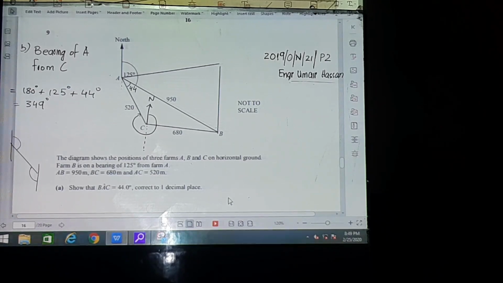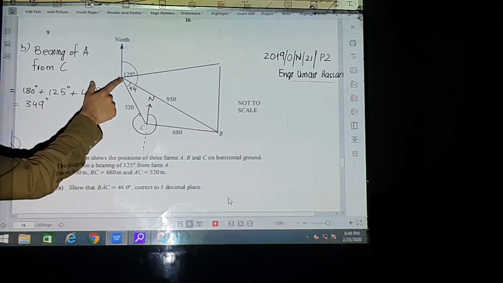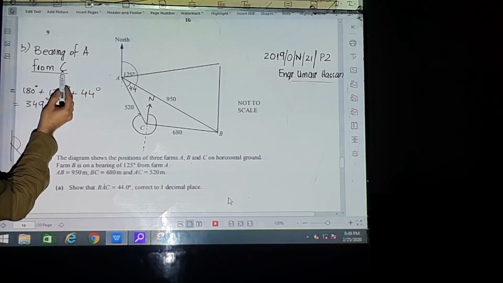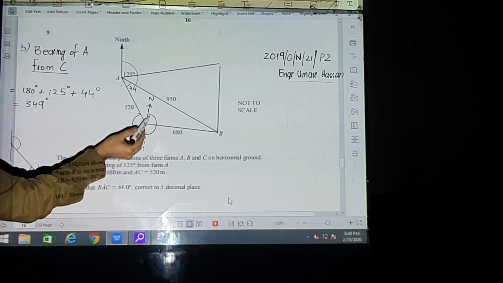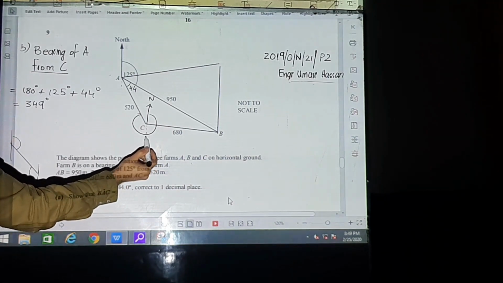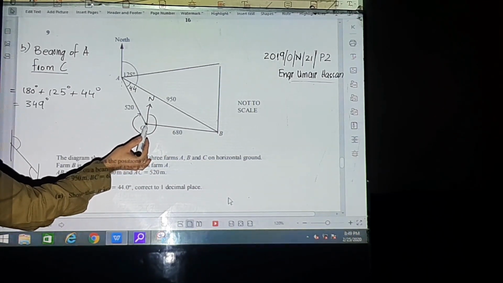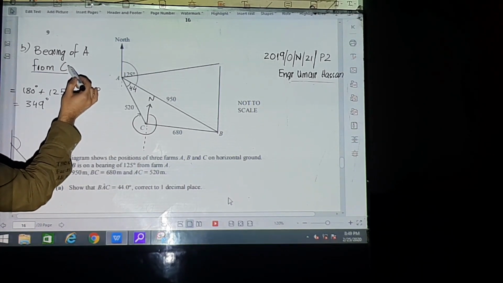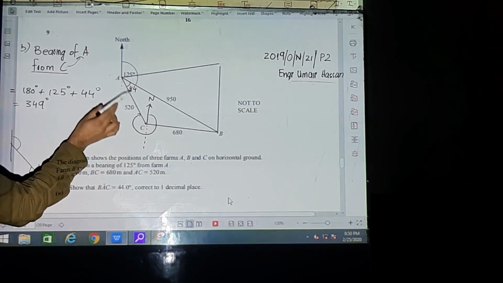In part B of the same question, question number 9, they have asked us to find the bearing of A from C. The word "from C" is important. We are going to draw a north at C because we have to measure the bearing of A from C. So draw a north at C, this one, and move in a clockwise direction until you touch the line going from C to A, the line that is joining A and C.